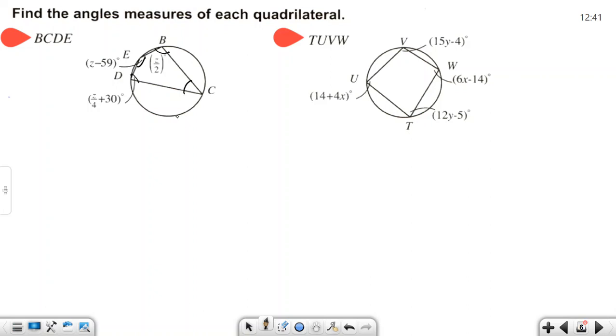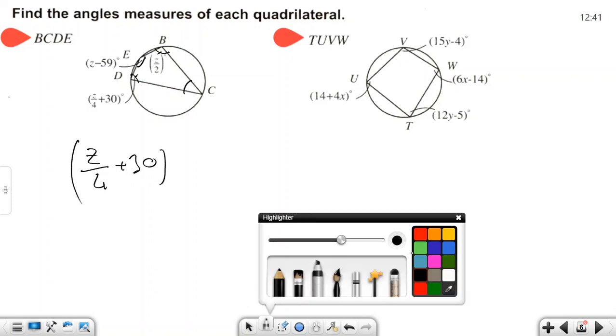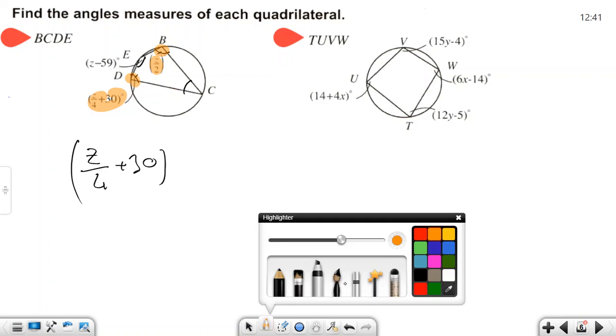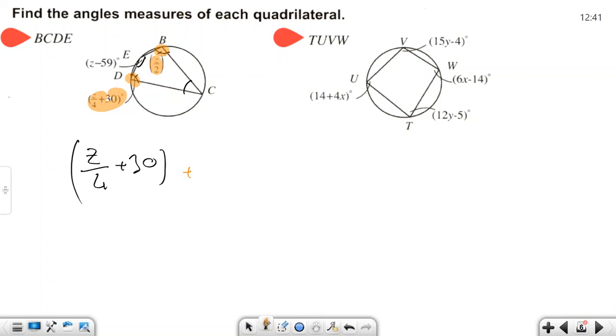These two make 180. But I know these two angles total. So z over 4 plus 30. That's the first angle here. Let's highlight that one. It's here. And z over 2 is that one. Plus z over 2. Let's change the color, sorry. Z over 2 equal 180.